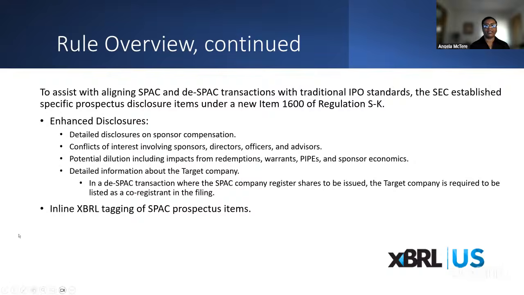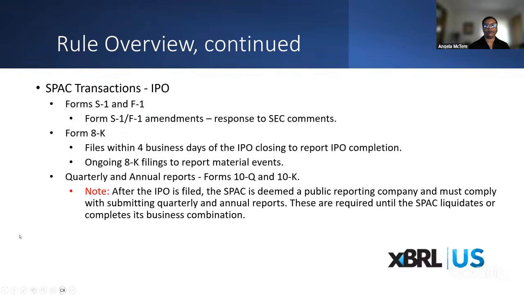Okay, next slide. All right, so some of the forms that are required in the SPAC transaction IPO: Form S-1, or F-1 for foreign private issuers, and Form S-1 and F-1 amendments. The SPAC companies in these IPO offerings must be prepared to respond to SEC comments, so you may have to file multiple amendments.